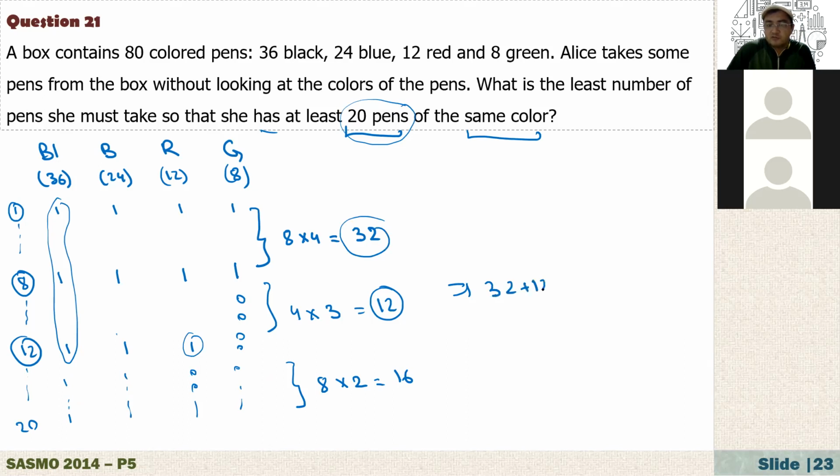Now if you add these numbers together, 32 plus 12 plus 16 is equal to 60. So that means it doesn't matter: just close your eyes and pick 60 pens from this box, and you are 100% sure that at least 20 pens will be the same color.